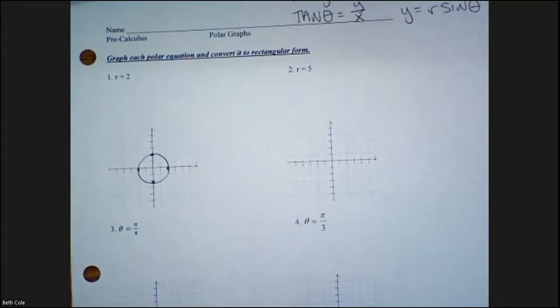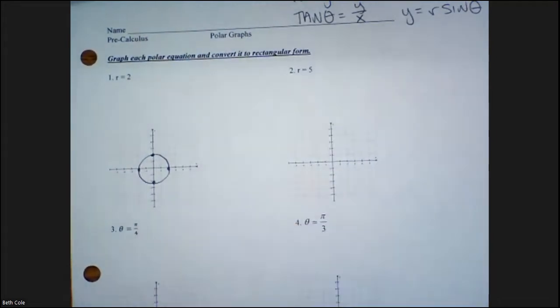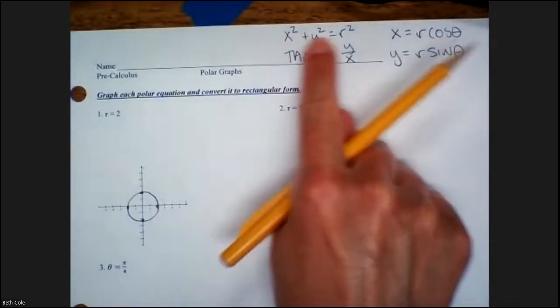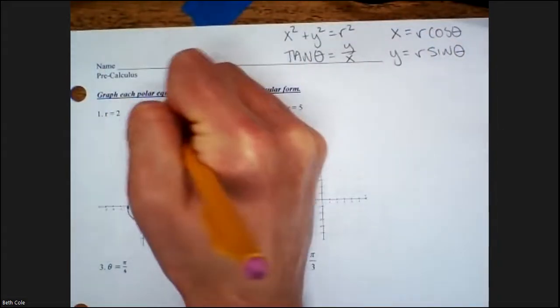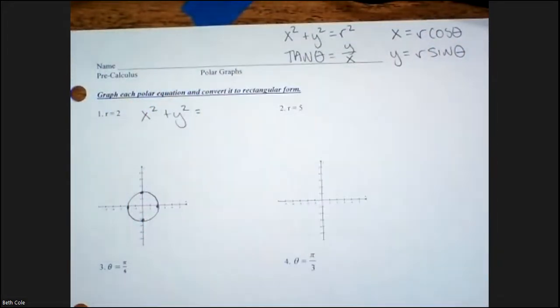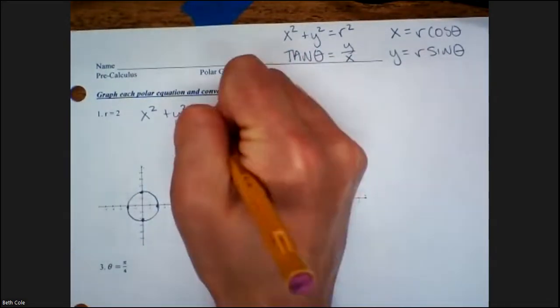Now, to convert it to rectangular form, that means you need to have an X and a Y in your answer. Rectangular would have the X and the Y. So we're going to use this right here. It's just your Pythagorean theorem. X squared plus Y squared equals R squared. Now that would be 2 squared, which would just be 4. And that's it.